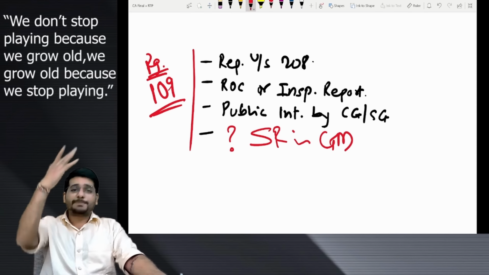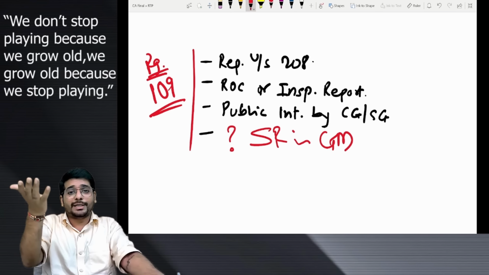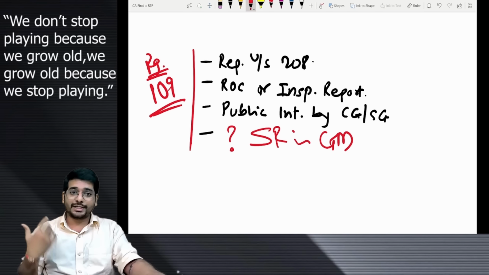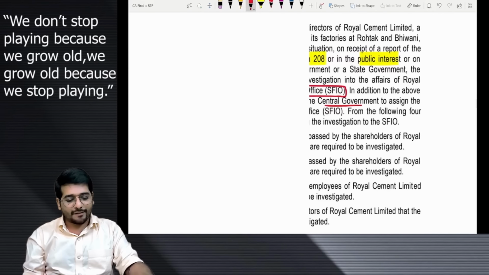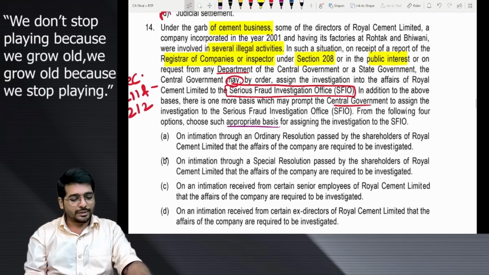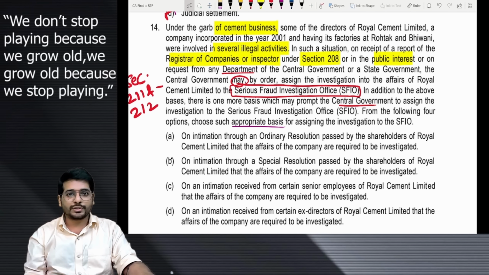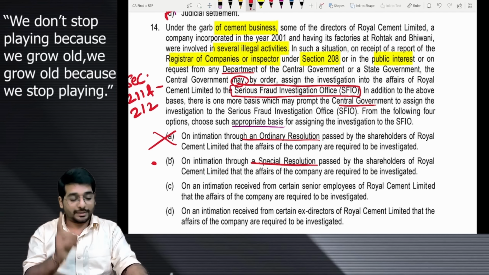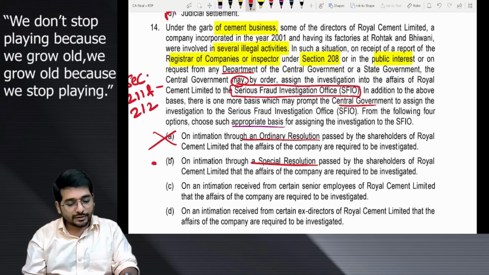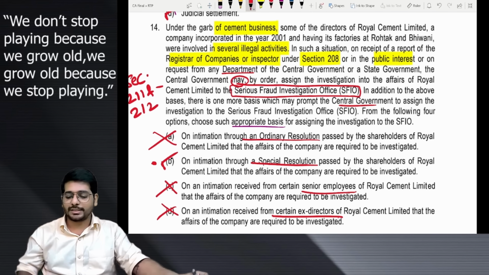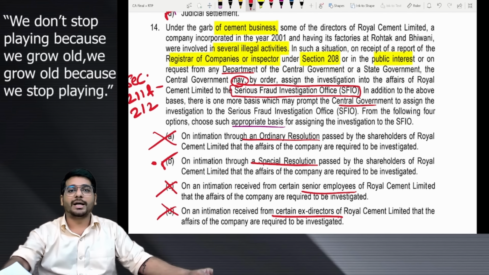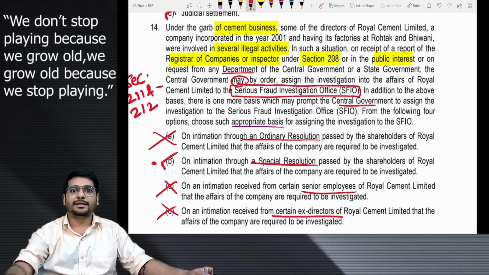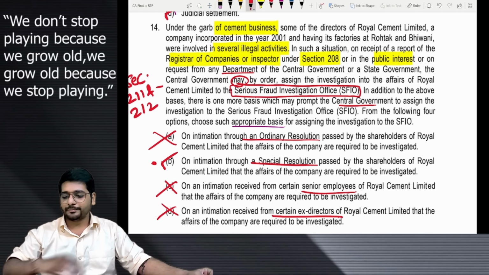On the basis of a special resolution passed by the shareholders in the general meeting also, investigation can be ordered by SFIO. Sir, in the options, shall we find special resolution then? Yes. Ordinary is there. No. Special is there. Maybe. Don't be over smart. Check all the options. Intimation received from senior employees. Shut up. Ex-directors. Shut up. Of course, now my answer is correct and I am confident about the answer as well. Is that clear? Yes or no?